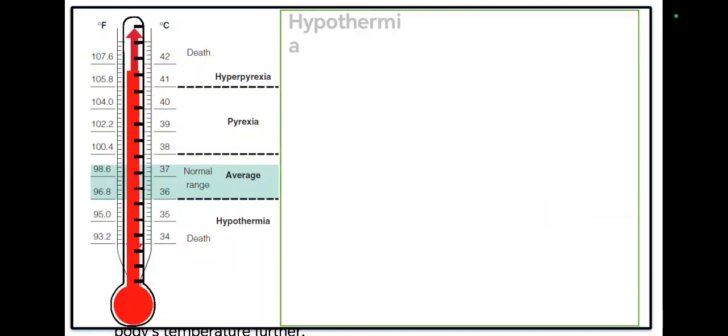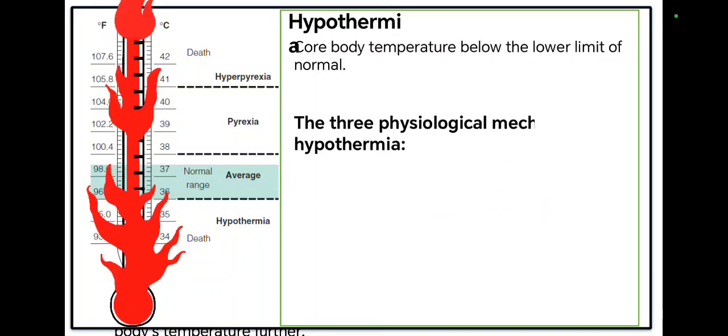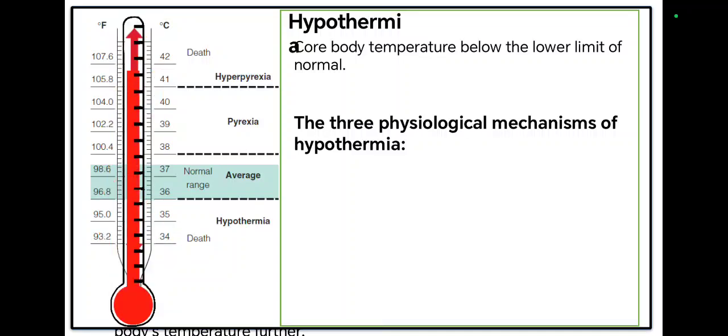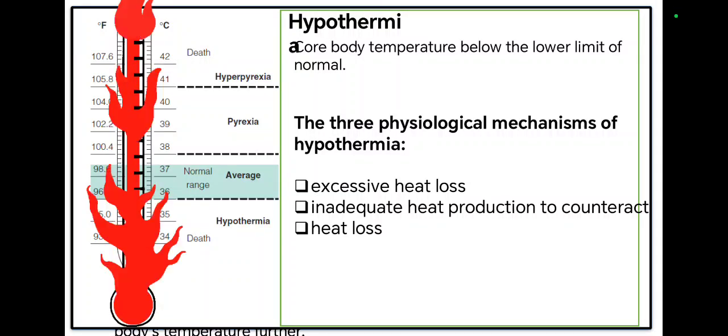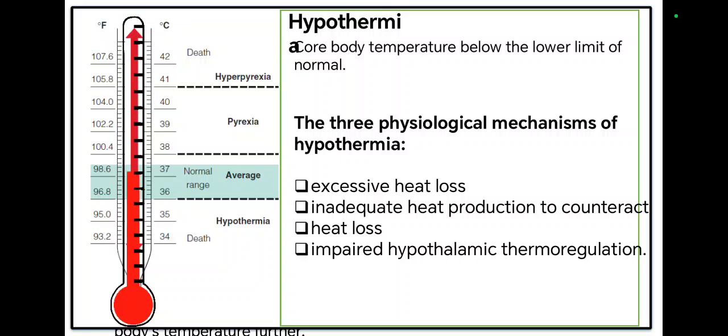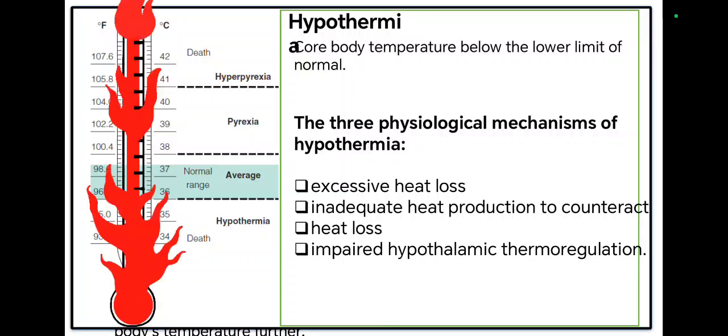Okay. So let's talk about hypothermia, or if the core body temperature is below the lower limit of the normal. So there are three physiological mechanisms of hypothermia. If you experience excessive heat loss, that's why you experience hypothermia. If there's an inadequate heat production to counteract heat loss, or impaired hypothalamic thermoregulation, then there's a time that you will experience hypothermia.